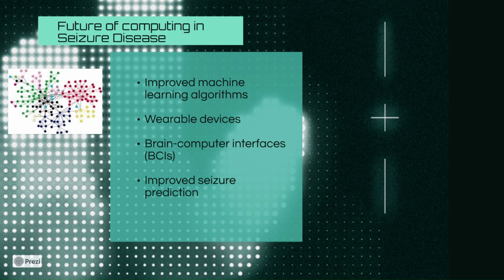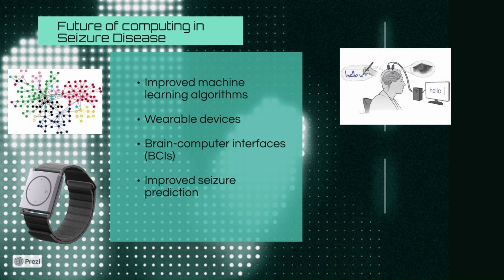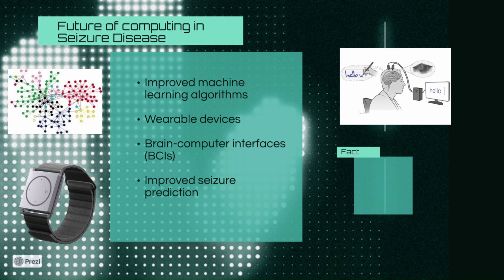The future advancements include improved machine learning algorithms. By improving machine learning algorithms, we can more easily predict when a seizure attack is going to happen. Another one is wearable devices. We can use wearable devices to call emergency services in case of a seizure attack and make another prediction. Another is the brain-computer interface. We can connect the human brain with a computer. And improved seizure predictions by using algorithms.